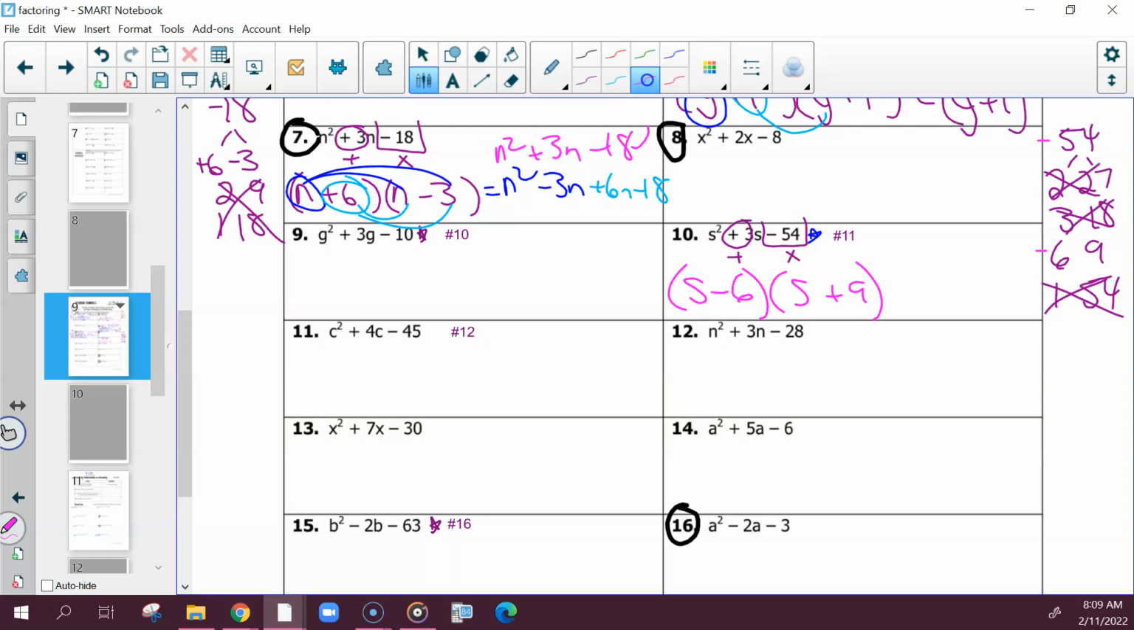When you have a positive middle term and a negative last term, the two numbers you find, the smaller of the two is always going to be negative. So there are like rules within rules for this. So if they're both positive, yeah.